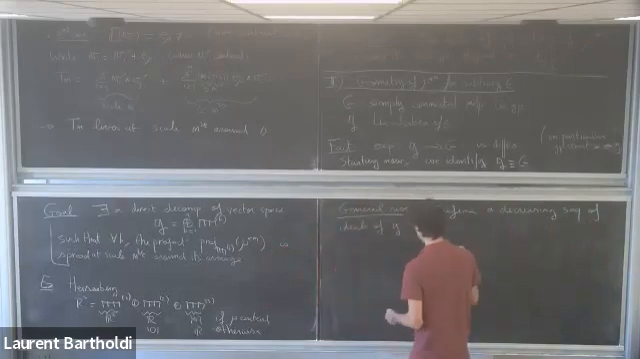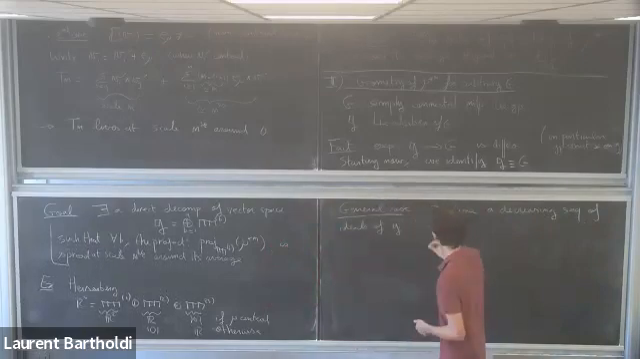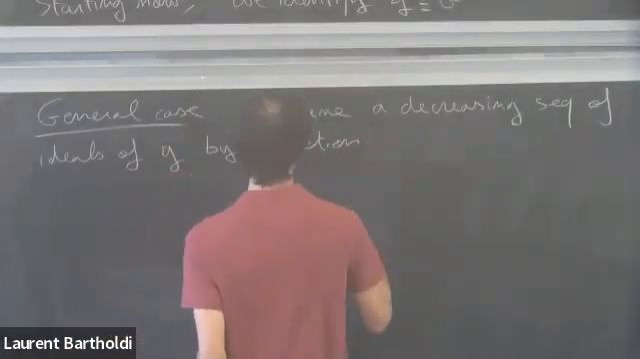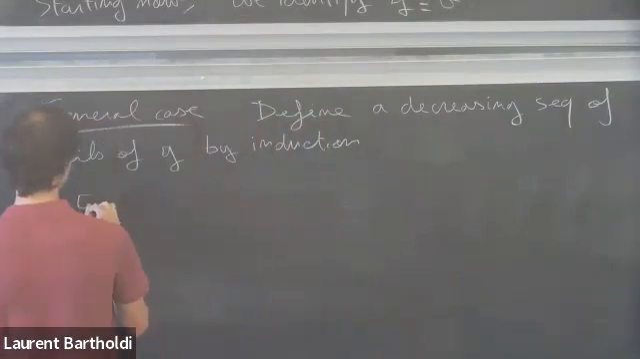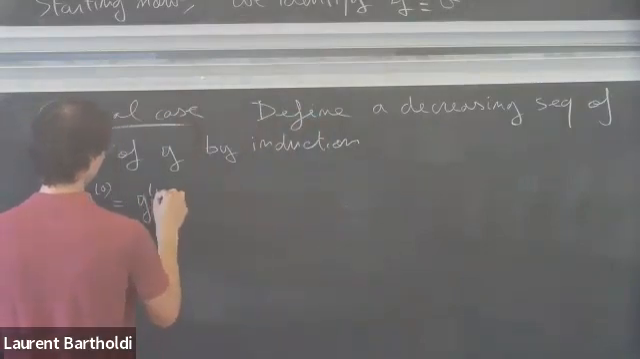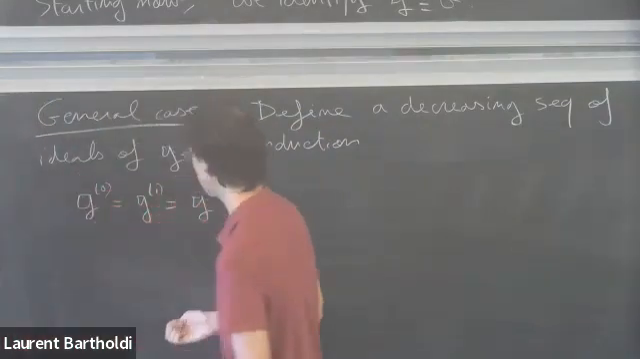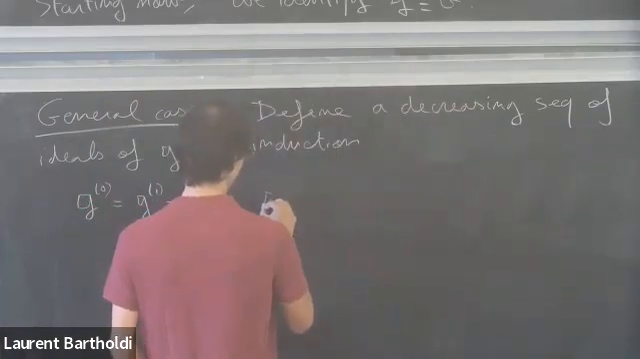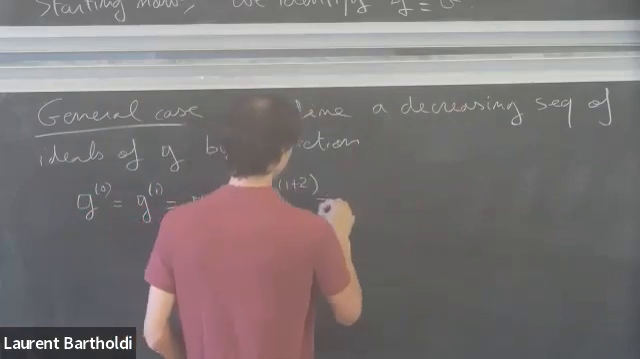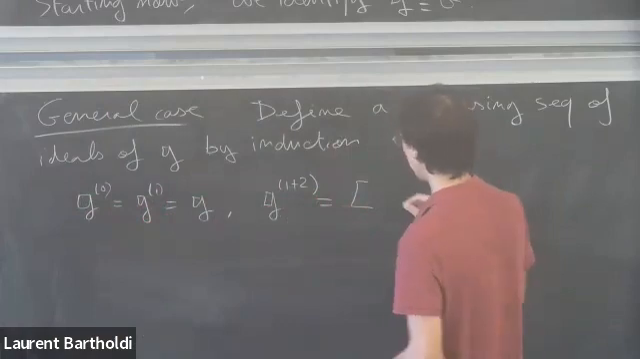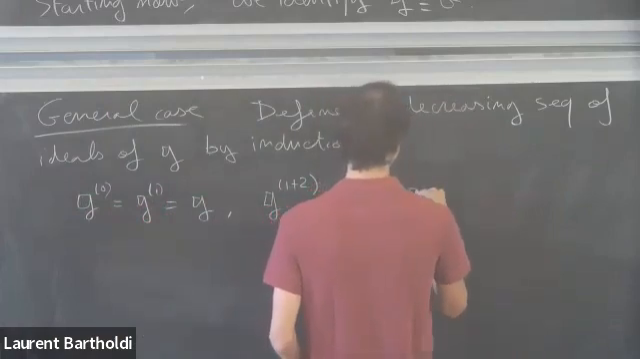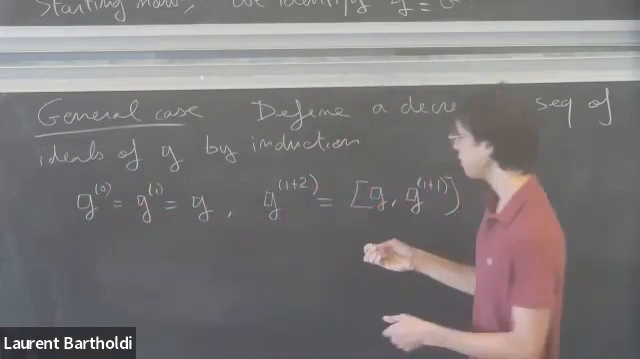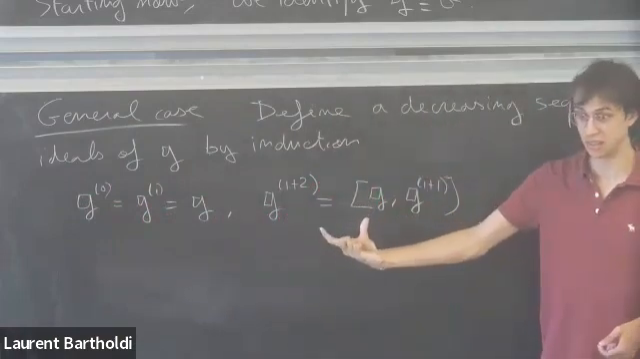So it's given by the formula by induction. You set G0 equal to G1 equal to G. You have the first two steps of the induction. And then if you want the I plus 2 step, G_{i+2} is equal to the sum of two subspaces. First is just [G, G_{i+1}]. So if I continue the definition and stop here, I just get the descending central series.